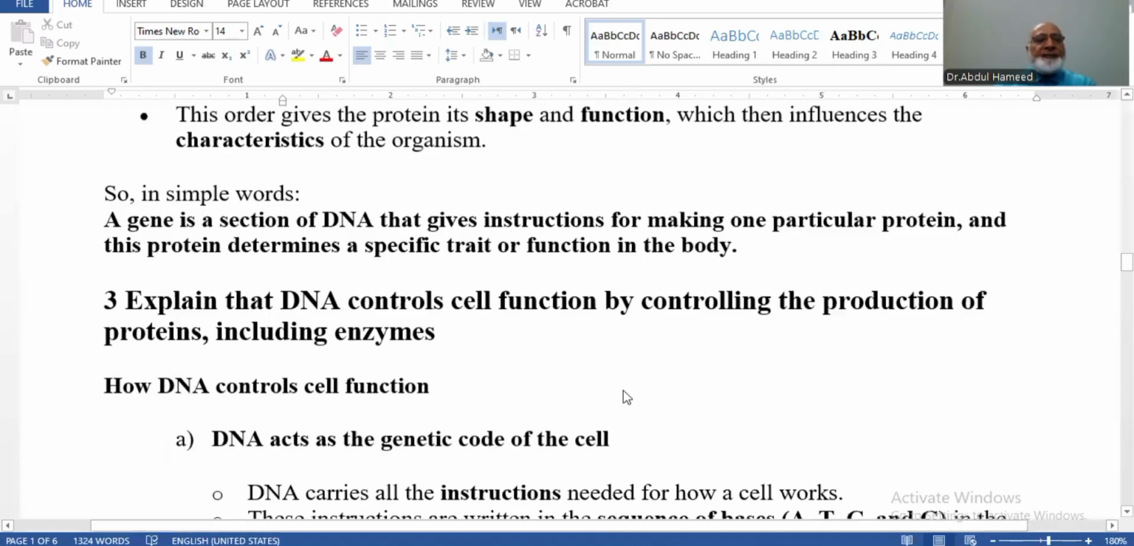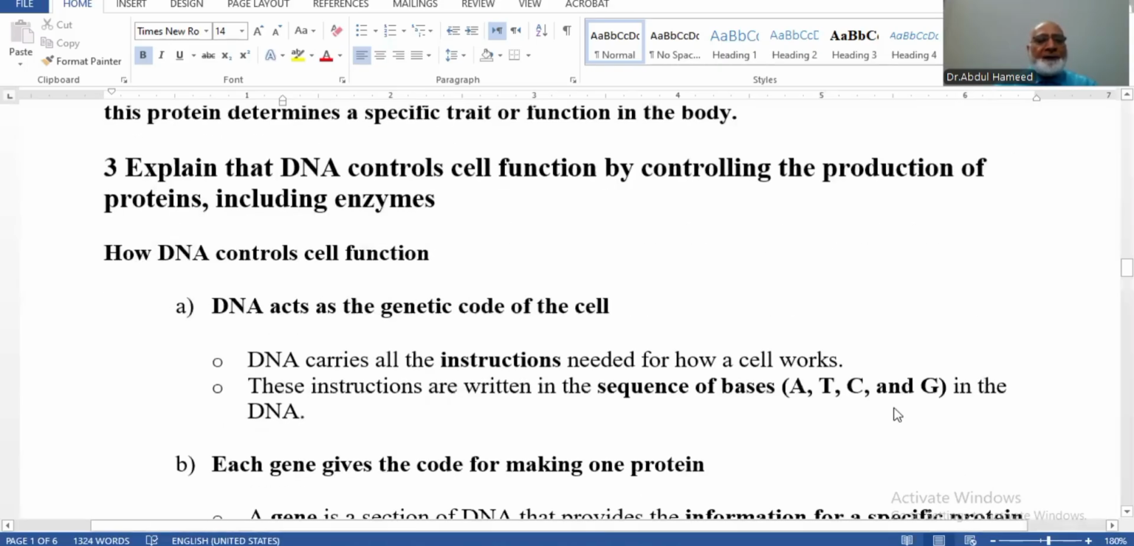Then the third subtopic: explain how DNA controls cell function by controlling the production of proteins including enzymes. Let me clear one thing at this level: DNA does nothing except produce, or form, proteins, and the rest of the functions of the cell are performed by those proteins. So how does DNA control cell function?